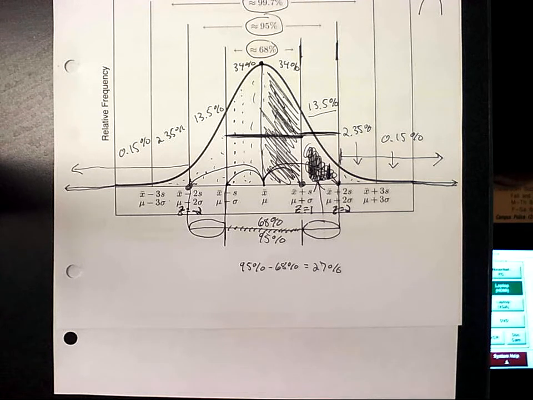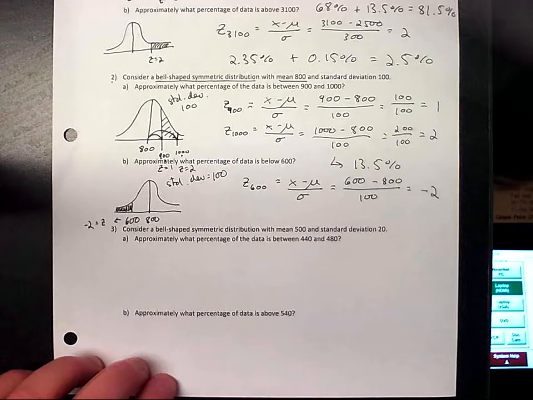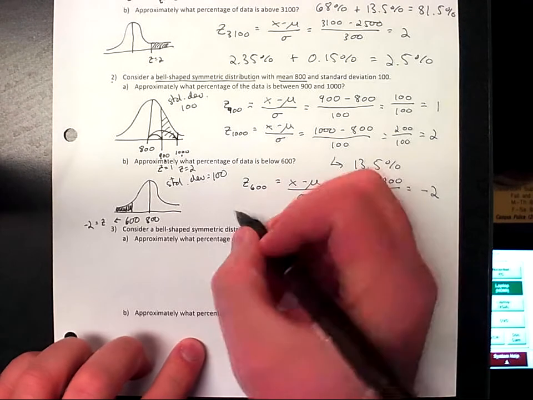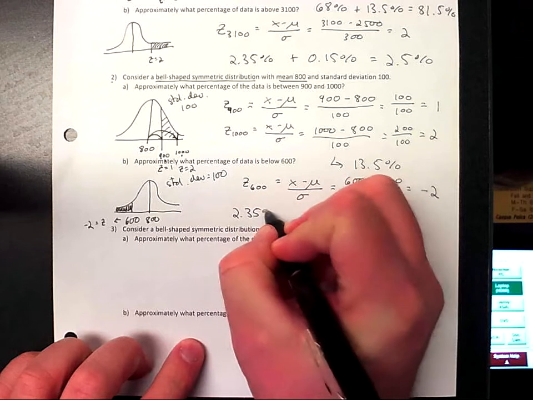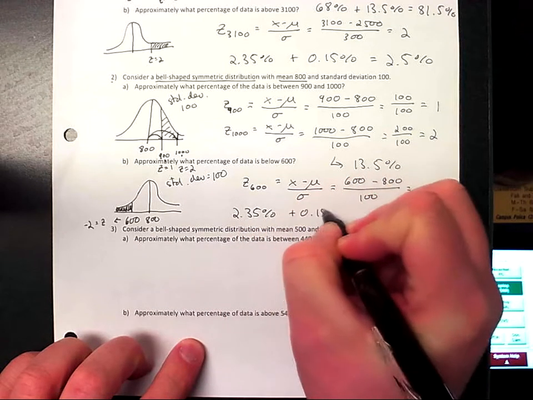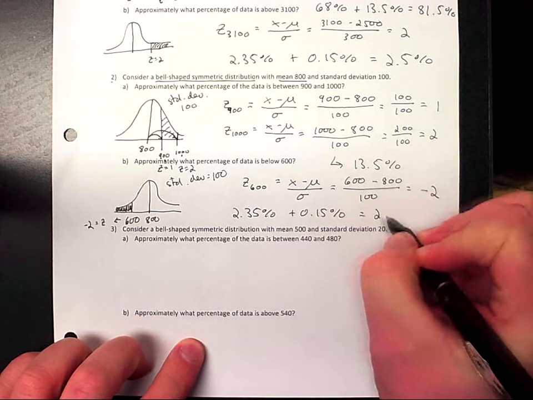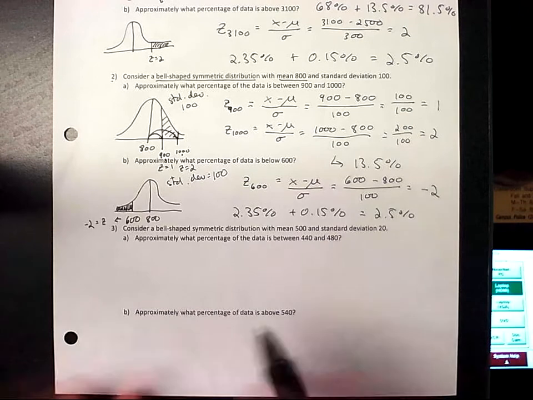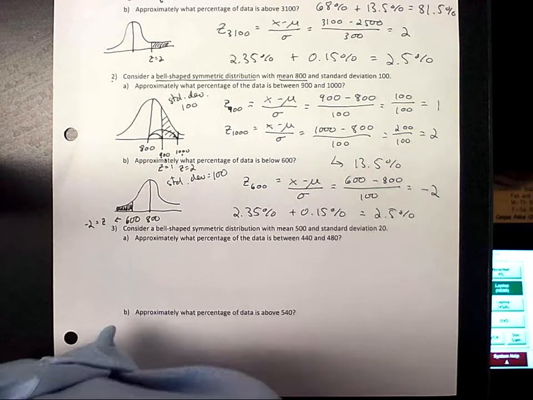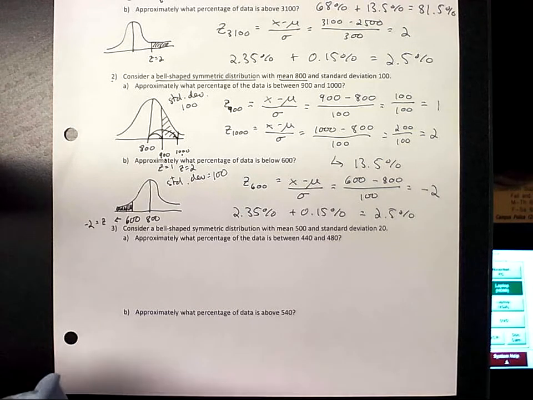What are we going to do? Combine these two right here, right? 2.35 plus 0.15. What does that come out to be? 2.5. So we're going to have 2.35% plus 0.15% is equal to 2.5%. Any questions about 2B?